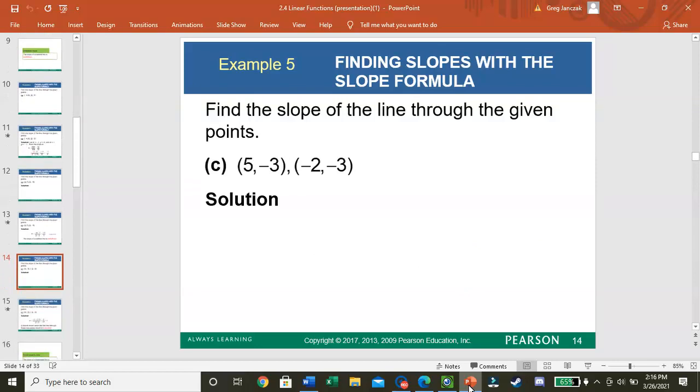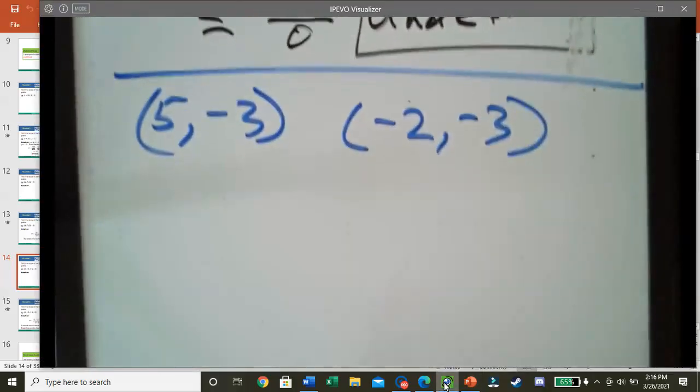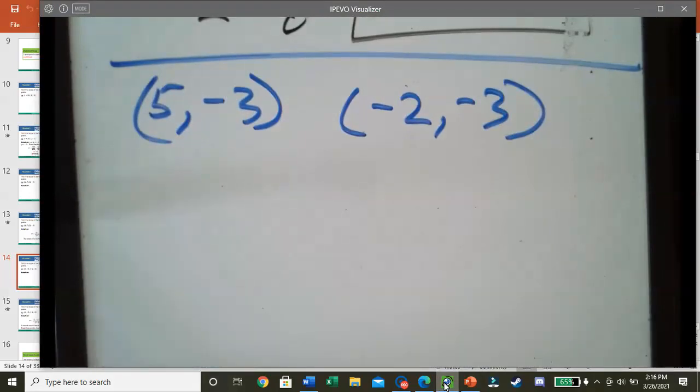Okay, let's try this one. Actually, I'm going to leave this one here and put the next one up right below it. So try this one: 5, negative 3, and negative 2, negative 3. All right, try that. Go ahead and work that out. And I'd like to have somebody come up to the board, and I'll check your work first.